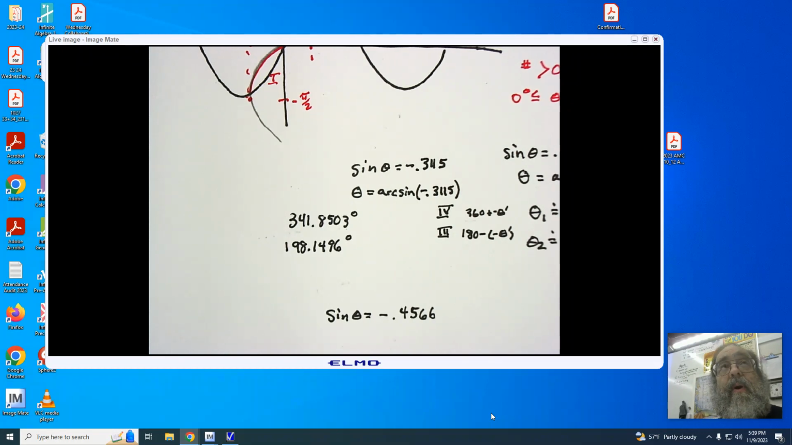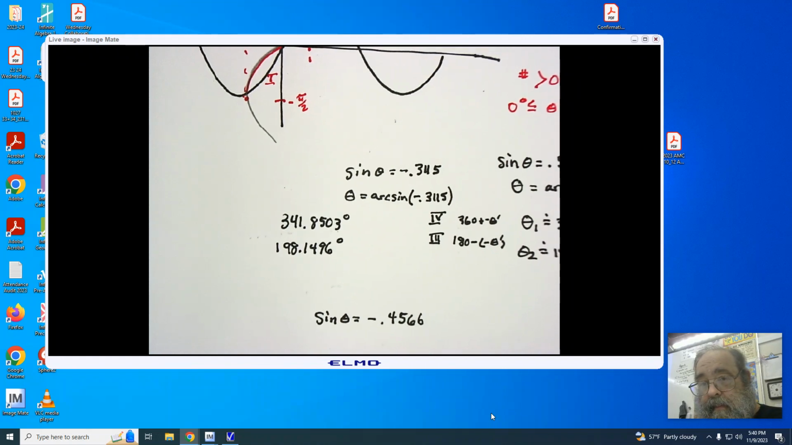Once again, working with your calculator, first find the arc sine button. Then put in negative 0.4566. Close parenthesis and hit enter. Now you're going to end up with a negative answer. So if you simply add 360, you'll find your first answer. If you take 180 minus that answer, you will find the second one. Let's see how you did.